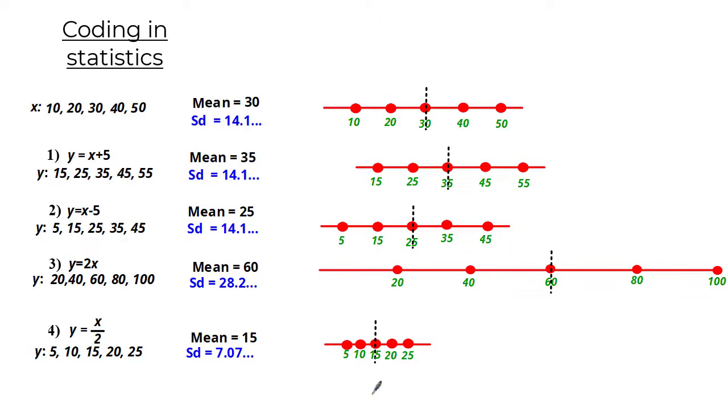So just like the mean, what we can observe is that the standard deviation of the coded data can be determined by the coding equation. However, as we can see using these examples, the standard deviation isn't affected by the operators addition and subtraction, but is affected by multiplication and division.